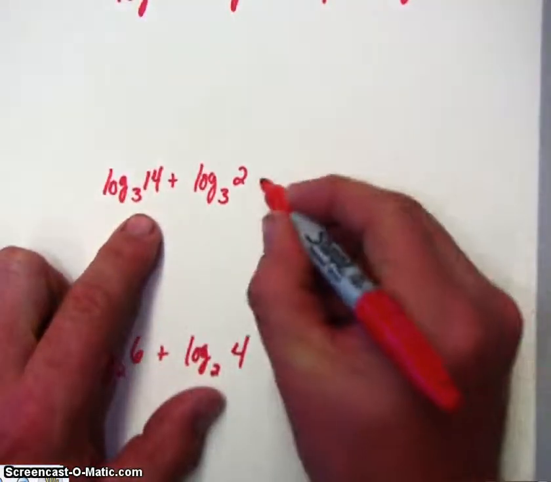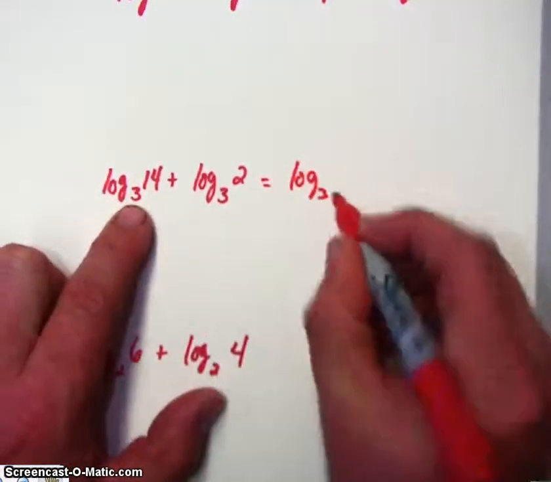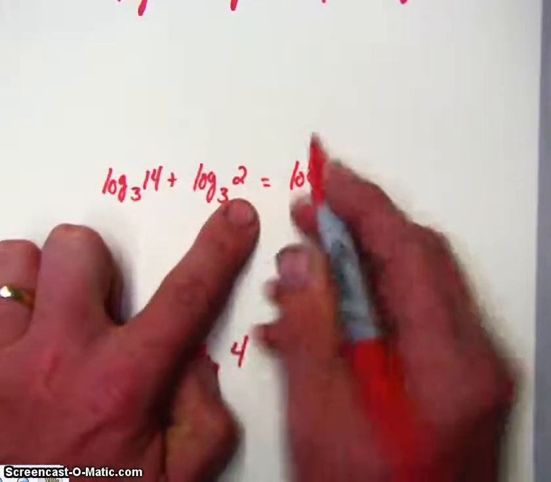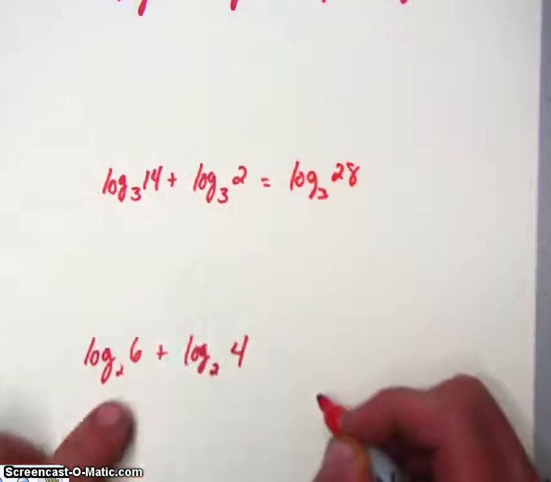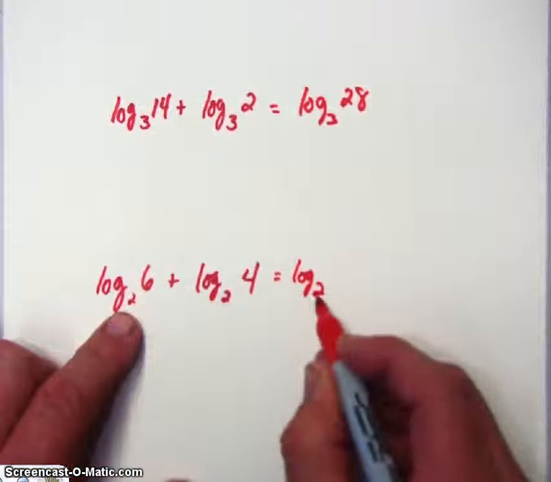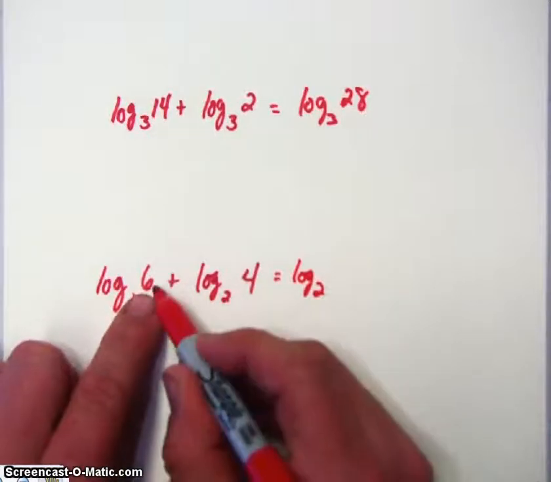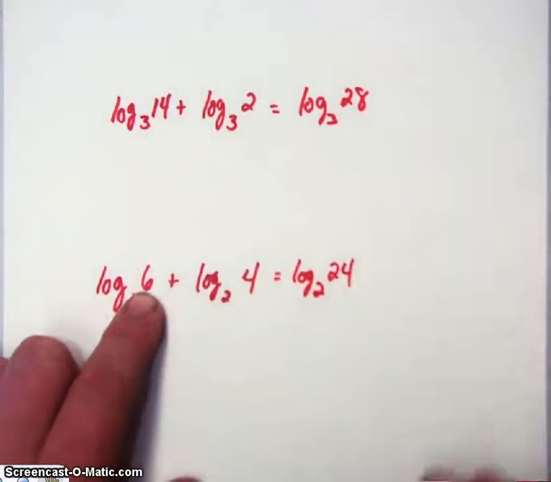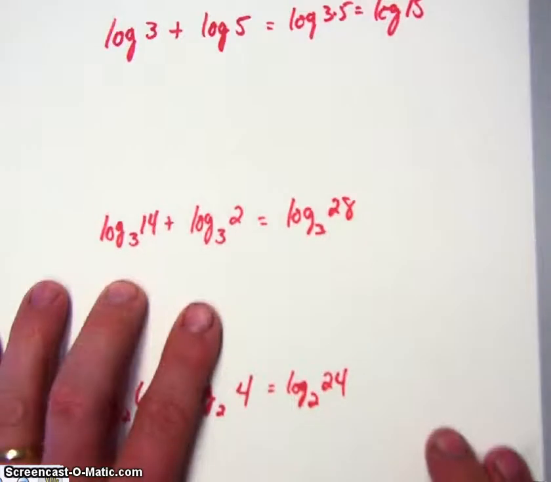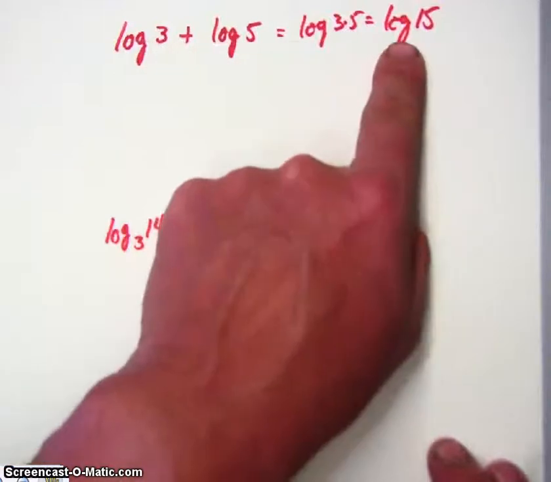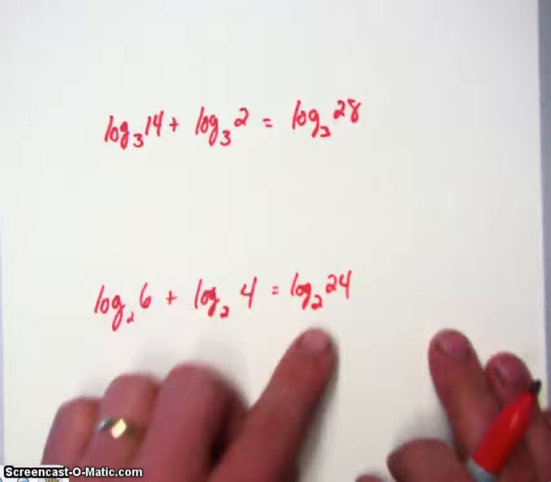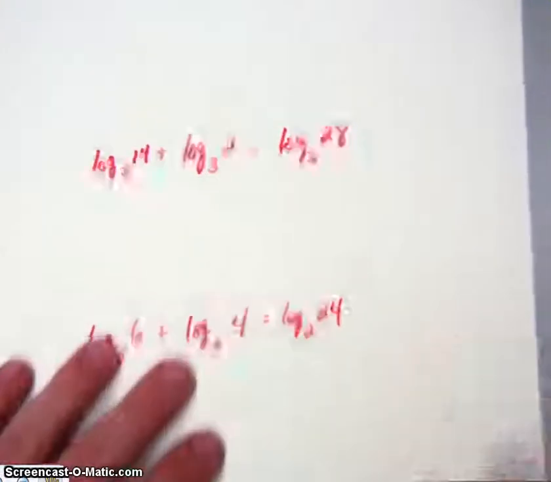Next example, both logs have the same base, so I'll write that. Addition means multiplication, so I'm going to do 14 times 2, so that gives me 28. Another example, log base 2, they're the same, so I write log base 2. 6 plus 4, in other words, becomes 6 times 4, which is 24. So I went from multiple logarithms down to a single log. Multiple to single. So this is called condensing, when you go from multiple to single.